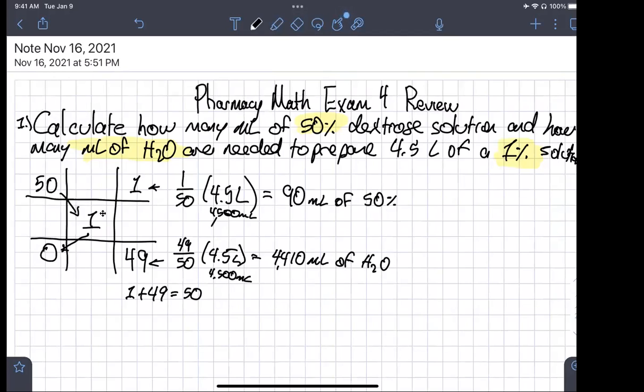So it's very important, number one, that you identify what you're doing. Obviously start with, okay, is this an alligation problem? Well, do I have a high, a low, and am I trying to meet somewhere in the middle? That is the hint that it is an alligation. Remember to do the diagonal, you subtract. And then the last step that everyone always forgets is this right here. Make sure you understand where I got this, right? Because the 1 and 49 are parts of your 4.5 liters.